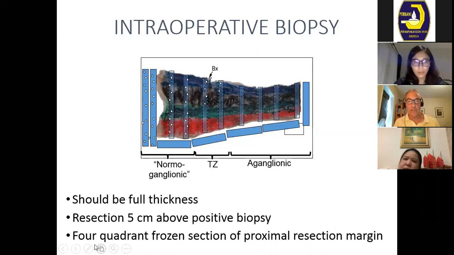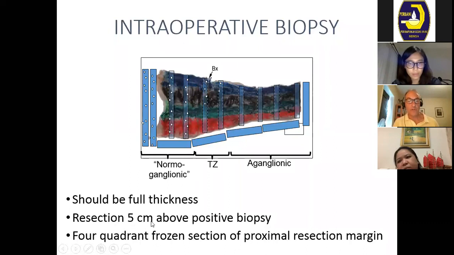The first one is always do a full thickness biopsy. I know many people, and I was taught, many people do just a seromuscular biopsy, especially if you're doing it laparoscopically, because you don't want to make a hole in the bowel and you're worried about spilling stool. But in a seromuscular biopsy, you're only giving the pathologist the myenteric plexus. You're not giving the pathologist the submucosal plexus. So it makes it harder for them on a frozen section to accurately identify presence or absence of ganglion cells.